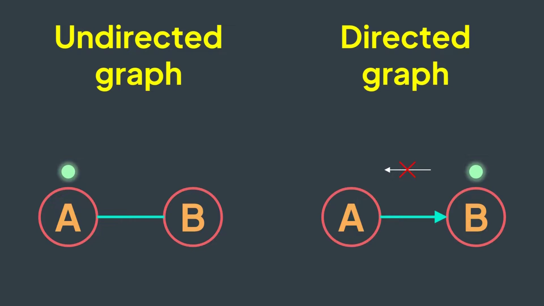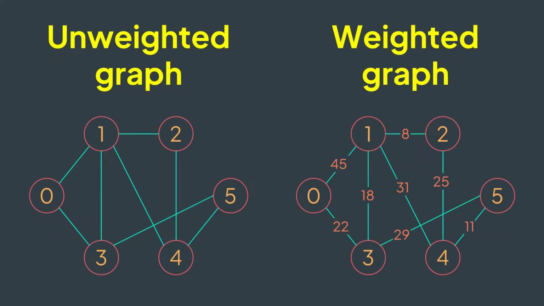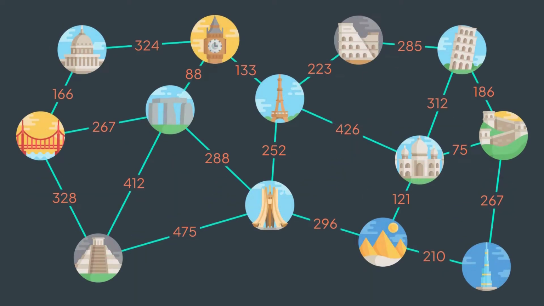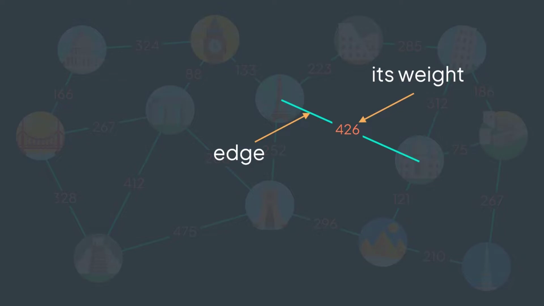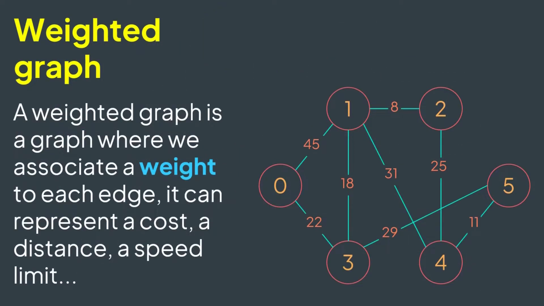Now that you hopefully understood undirected and directed graphs, we can move to the next types, unweighted and weighted graphs. In the previous lecture, we've talked about the example of finding the shortest path between two vertices. If you noticed, there was an integer on each edge of the graph. That integer represents the distance between two vertices. In a more general way, that value represents the weight of the edge. You've guessed it, a weighted graph is a graph where we associate a weight to each edge. That weight can represent a cost, a distance, a speed limit. It depends on the purpose of the graph.